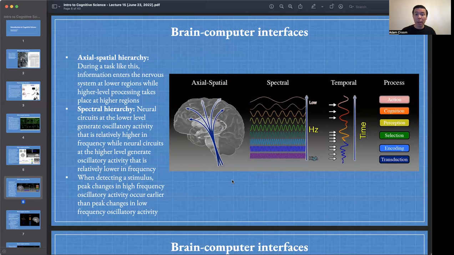Neural circuits at the lower level generate oscillatory activity that is relatively higher in frequency. Neural circuits at the lower level generate oscillatory activity at a higher frequency, whereas neural circuits at a higher level generate oscillatory activity at a lower frequency. When detecting a stimulus, peak changes in high frequency oscillatory activity occur earlier than peak changes in low frequency oscillatory activity.